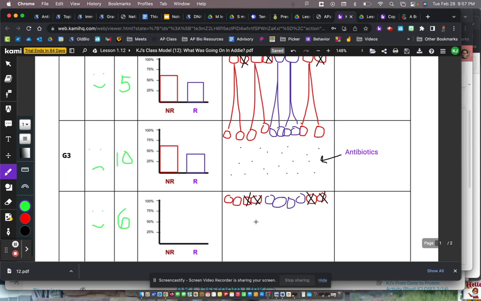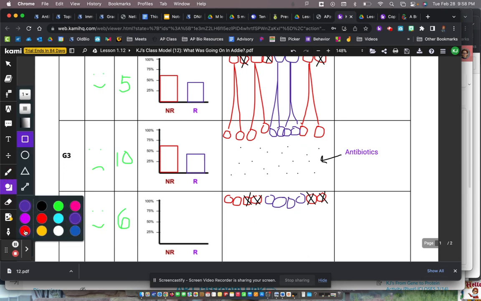So now the graph is really starting to change. If you notice, we only have 2 not resistant bacteria left. So 2 out of 6 is about 33%. So we're going to make a 33% for the not resistant, and that's about here. And then the resistant make up about 66%. So that's somewhere around here. Look at how the graph changed.